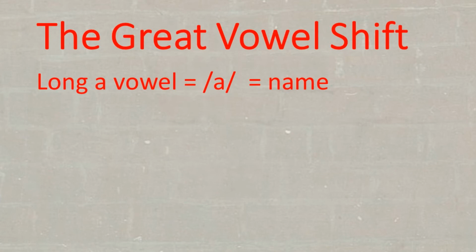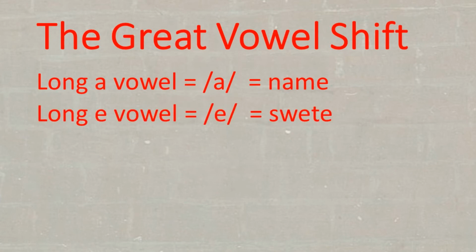The Great Vowel Shift may sound like the title of a Doctor Who episode, but it actually refers to a dramatic change in the sound of the long vowels in English that took place between about 1400 and about 1550. There are many expert explanations of why and what and how this happened, but we don't need to go into those in great detail. The main thing to remember is that in Middle English, the long vowels are pronounced like this. The long A is usually pronounced A, so name.